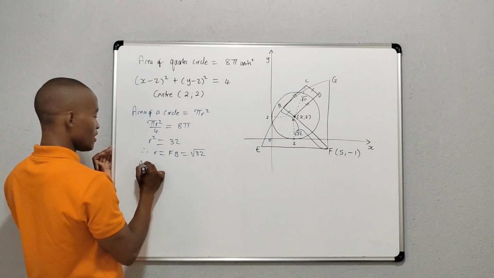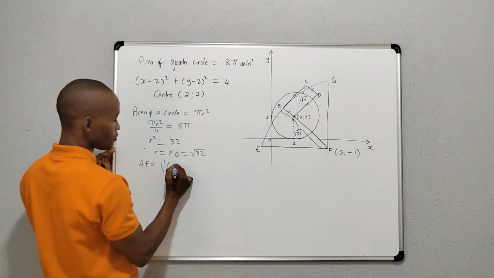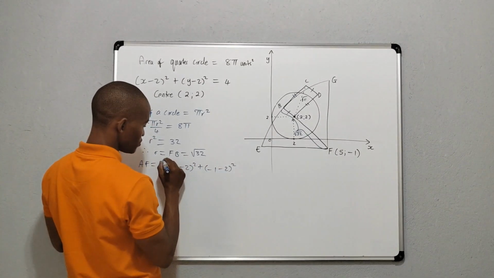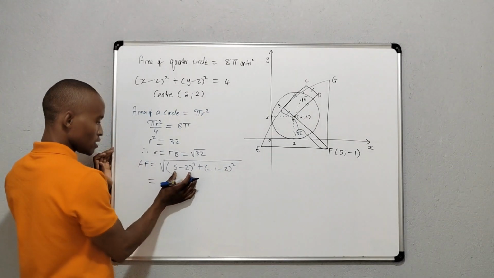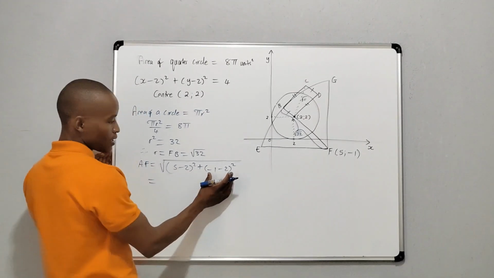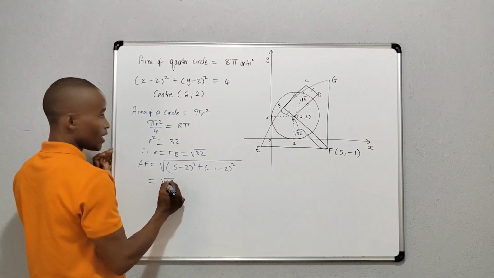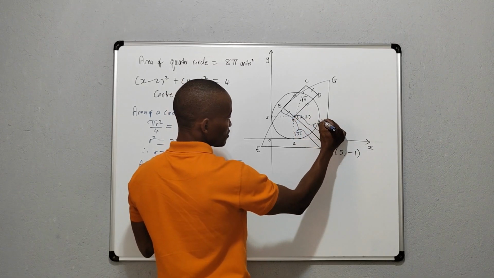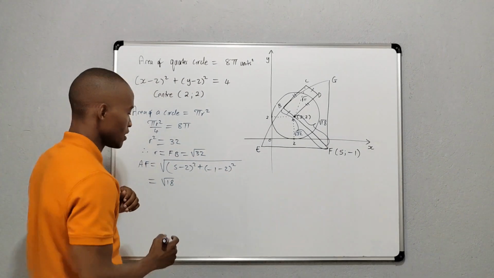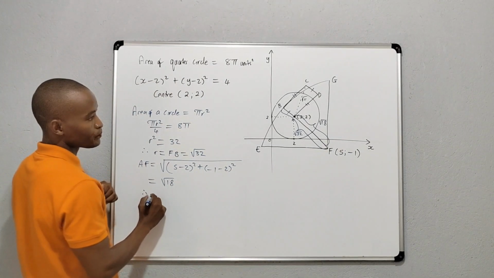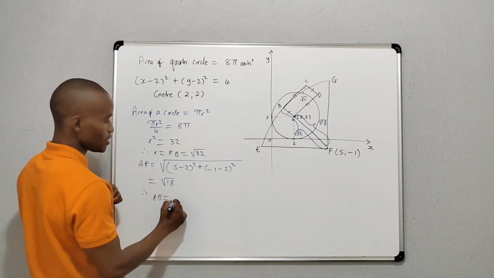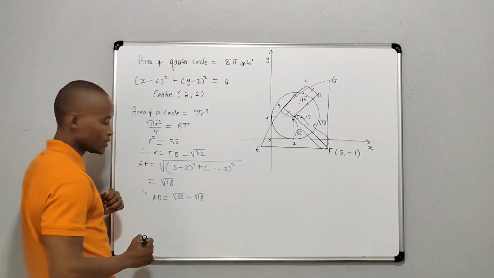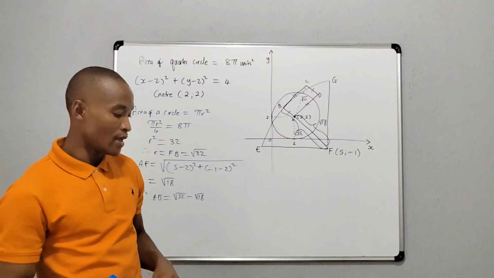Yes. So AF is equal to the square root of (5 minus 2) all squared plus (negative 1 minus 2) all squared. So this gives us 9 plus 9, giving us a square root of 18. Good. So this length is square root of 18. Therefore, AB is equal to the square root of 32 minus the square root of 18. That will be the length of AB.